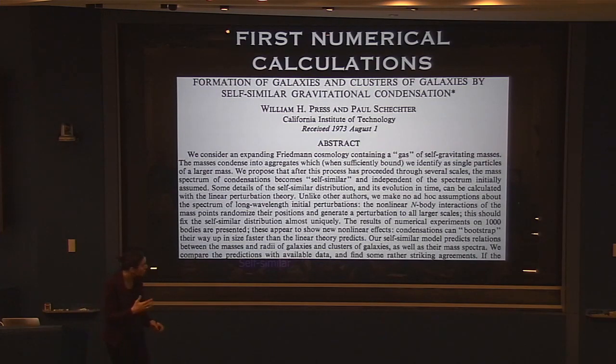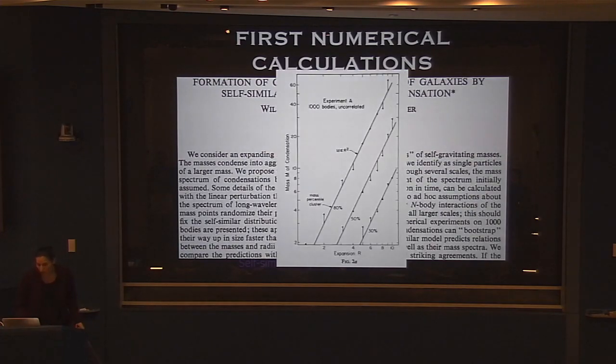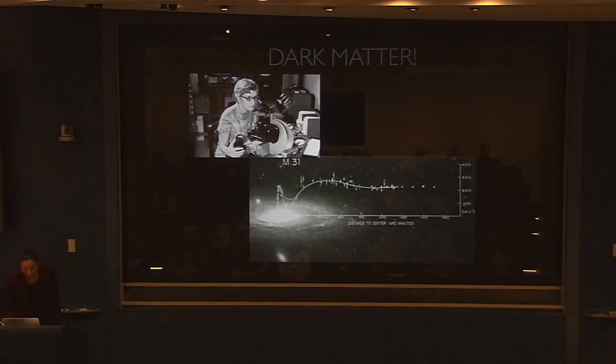So the first, you could do this analytically, but the first calculations of this really were numerical calculations where they tried to really say what the spectrum of mass was going to be from these initial perturbations. And this is this paper by Press and Schechter, and they show the distribution of what they called condensations, because they were thinking of these things condensing out of this fluid. They show the mass of these condensations as a function of expansion, and they show what fraction of their condensations are in each of these bins, and so they build up a mass function, a distribution of masses in this way.